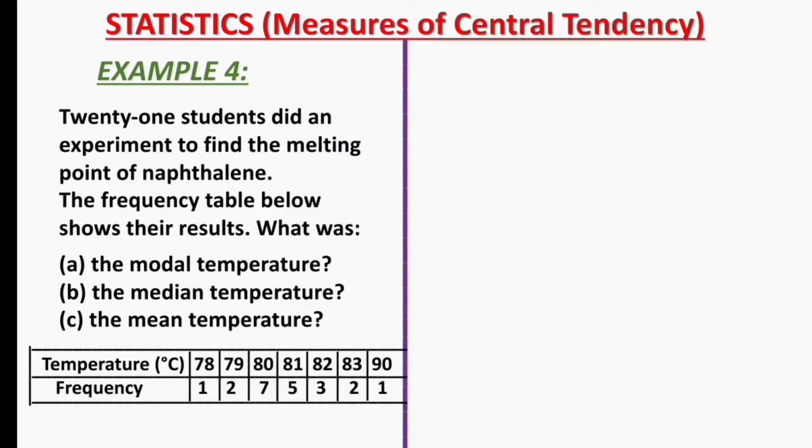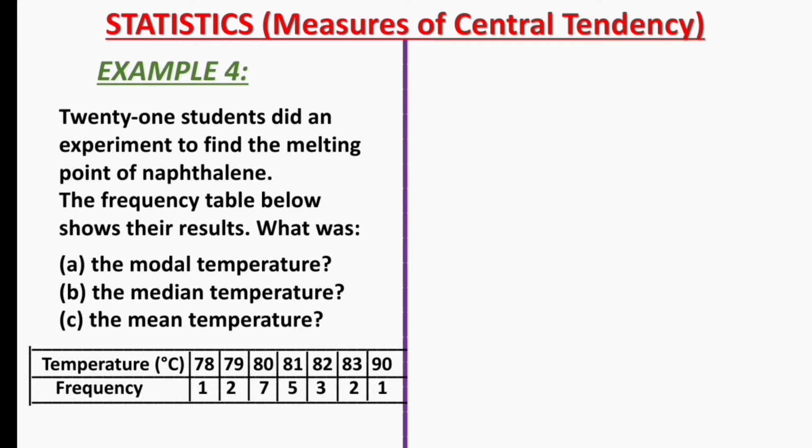Moving on, let's see our fourth example. Example 4. 21 students did an experiment to find the melting point of naphthalene. The frequency table below shows their results. What was question A, the modal temperature, question B, the median temperature, and question C, the mean temperature.